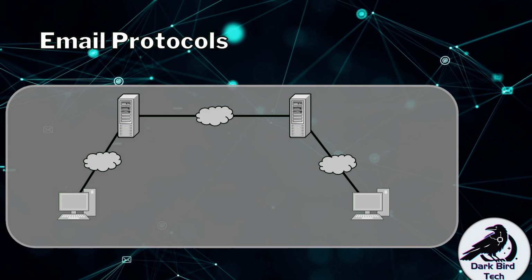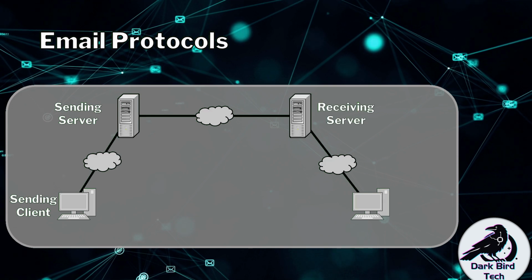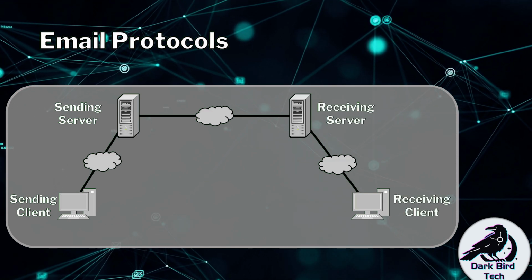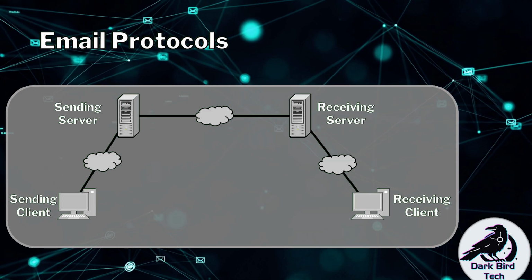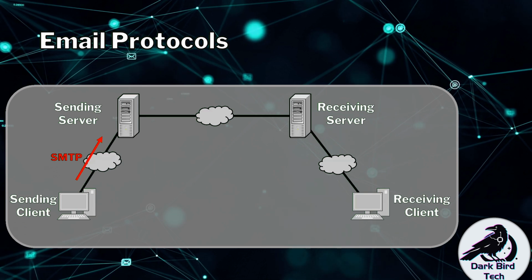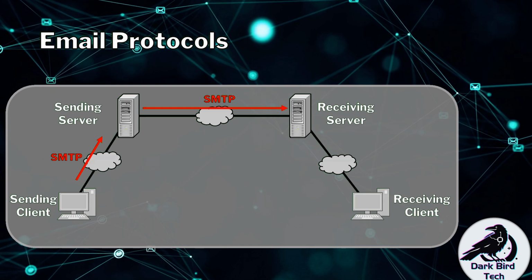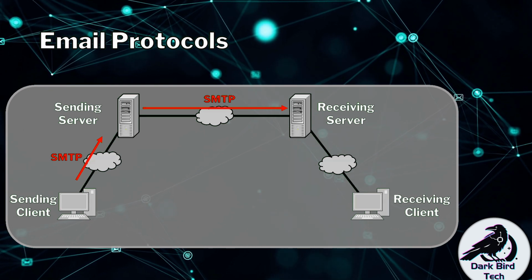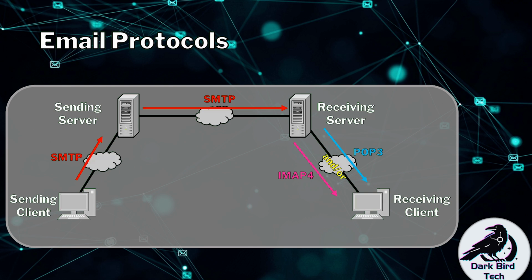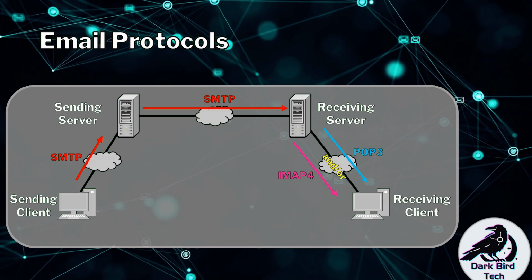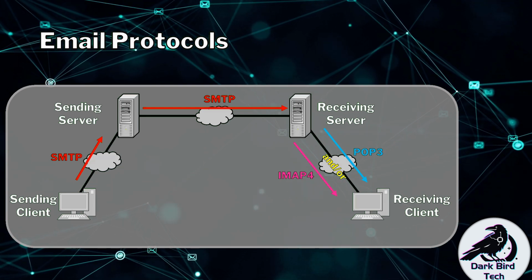So let's have some network infrastructure where that is the sending client, that is the sending server, that is the receiving mail server, and this is the receiving mail client. SMTP, being the outgoing or sending protocol, will be used from sending client to sending server, and also from the sending server to the receiving server. Now on the receiving side of things, the receiving server will use either POP3 and or IMAP4. Now, the reason why I say and or is because a receiving server can be set up to use both POP3 and IMAP4 to deliver mail. It's up to the client which protocol it uses.